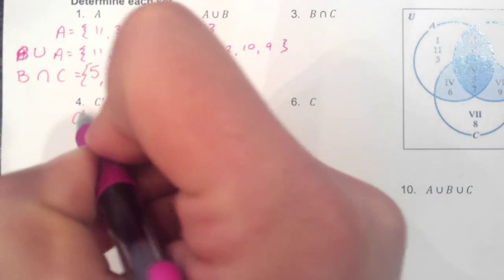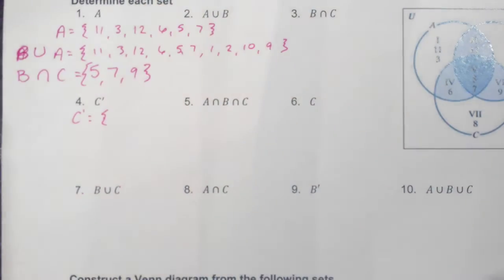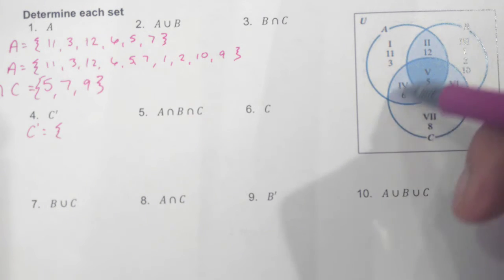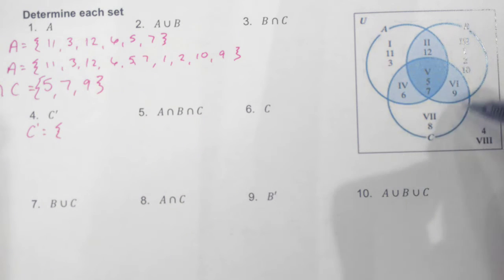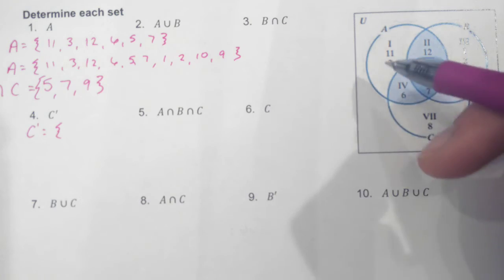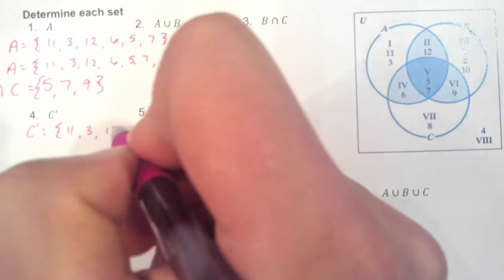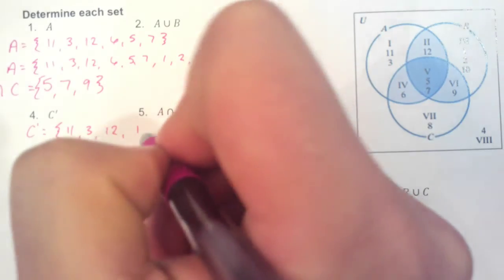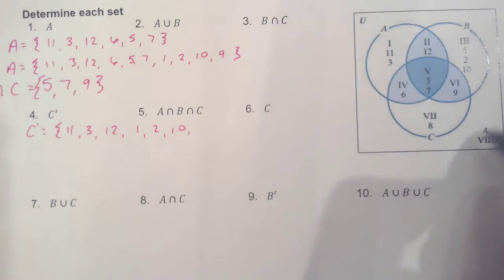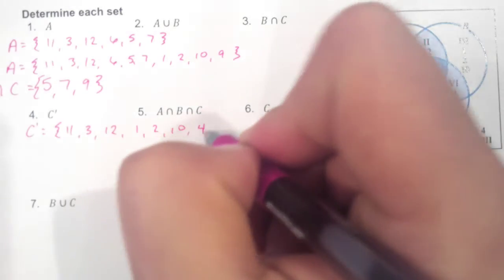Okay, let's look at 4, 5, and 6 down there. First one is the complement of C. So that means everything that's not in C. So remember, C is this whole circle here. What are the things that are not in that circle? That would be 11, 3, 12, 1, 2, and 10. And don't forget about out here, this is not in C as well, number 4.